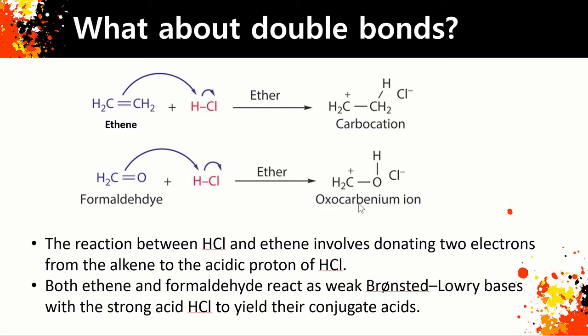So we form an oxocarbenium ion. So the reaction between HCl and ethene, which is here, involves donating 2 electrons from the alkene, as we saw, right, to the acidic proton of HCl. So both ethene and formaldehyde react as weak Bronsted-Lowry bases with the strong acid HCl to yield their conjugate acids seen there. So yes, they're also acid-base reactions.